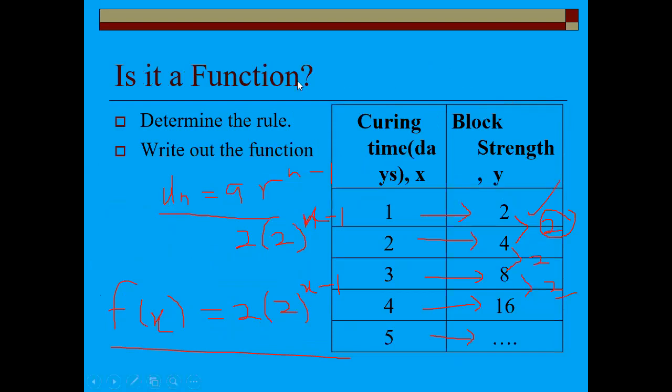Now, when we come here, I think the rule is already written, but next I'll have to clean it first. So we have a rule. We are supposed to determine the rule between curing time in days and block strength, that's the tensile strength. The units are not stated though. So we have 1 day is to 2, 2 is to 4, 3 is to 8, 4 is to 16, and 5 is to what? Yes. So 5 will map to what?